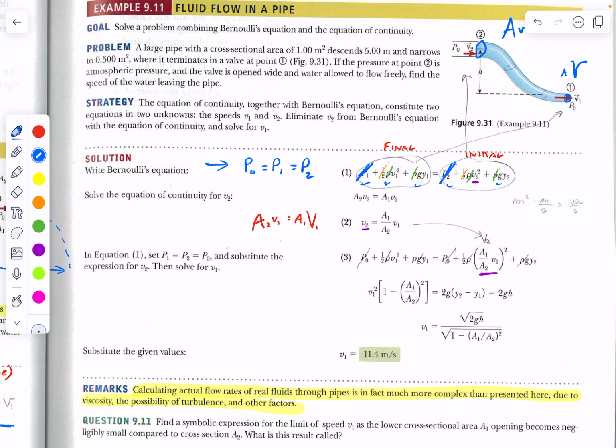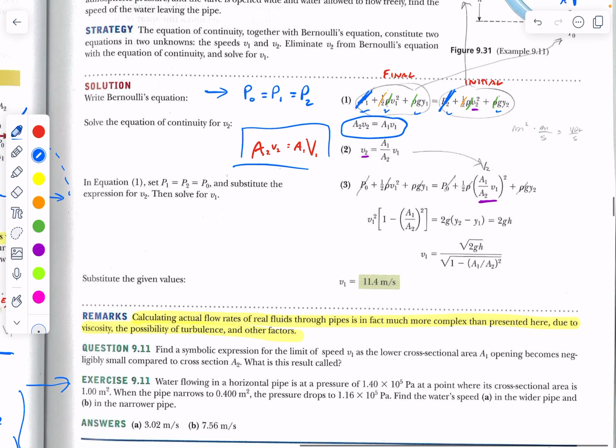And eventually this whole thing boils down to this equation right here, which is what we've been talking about all along. And we basically plug our numbers in and solve for the velocity, and we get the speed of 11.4 meters per second. Now, there are a lot of great examples of Bernoulli's principle, and we'll look at that in a separate screencast.